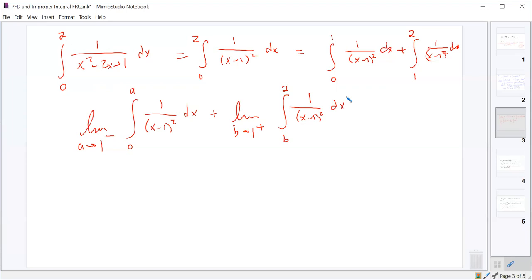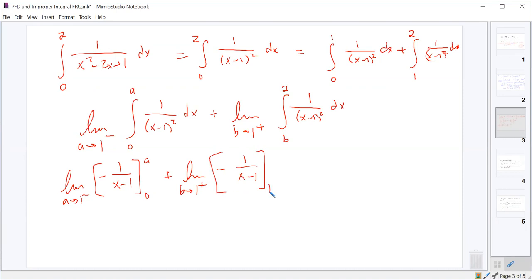Okay, and then to integrate 1 over (x minus 1) squared, that's just u to the negative 2 du, right? Because if I let u equal x minus 1, du is just dx. So that should just become negative 1 over x minus 1 for each of those. So we're now looking at the limit as a approaches 1 from the left of negative 1 over x minus 1 from 0 to a, plus the limit as b approaches 1 from the right of negative 1 over x minus 1 from b to 2. Everybody good there?